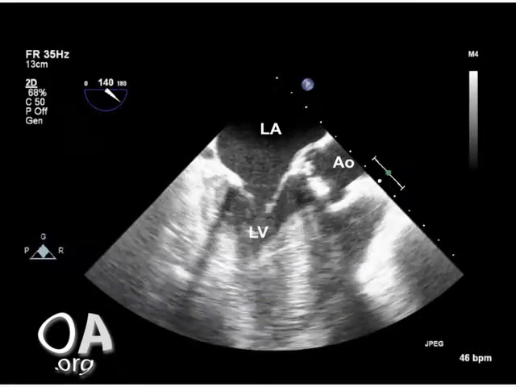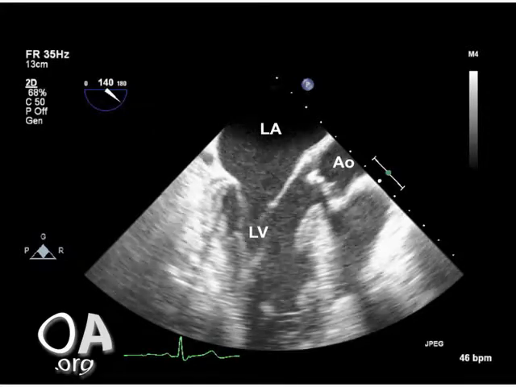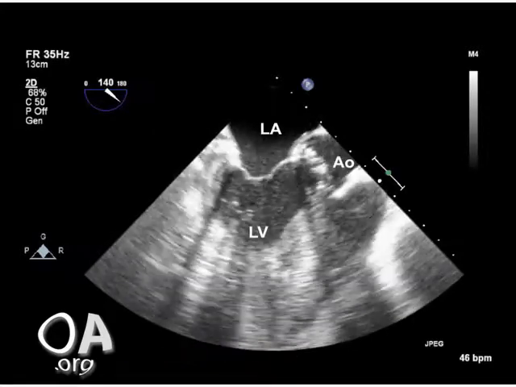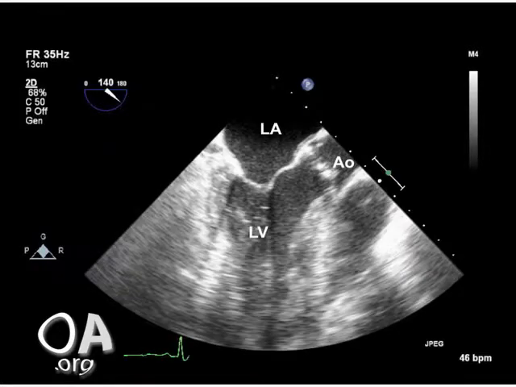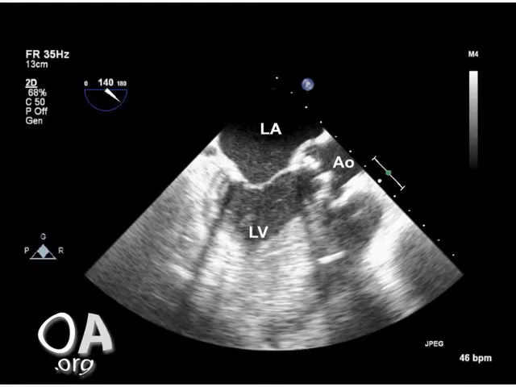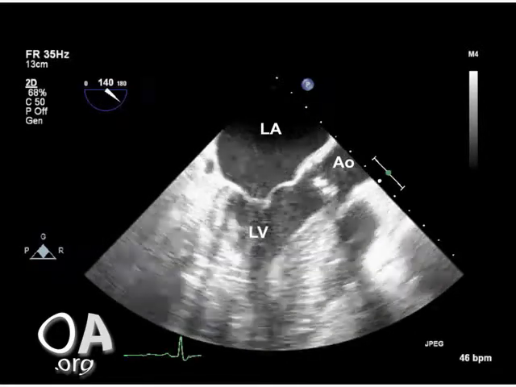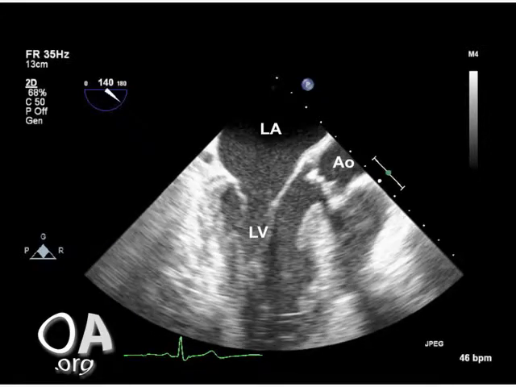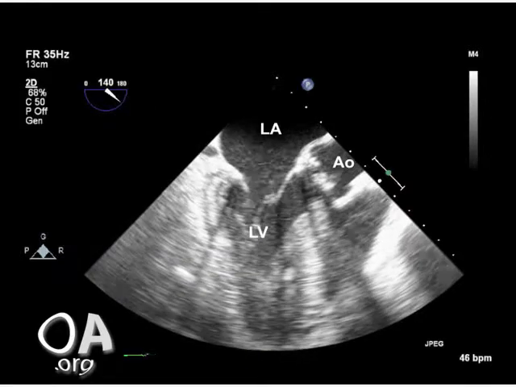This is the mid-esophageal aortic valve long axis view, most commonly found at approximately 120 degrees multiplane angle. For our patient, this image was best found at 140 degrees in order to see the left atrium, left ventricle, stenotic aortic valve, and the aortic root. Again, the aortic valve leaflets appear to have significantly reduced mobility, and calcification is easily noted on the leaflets.